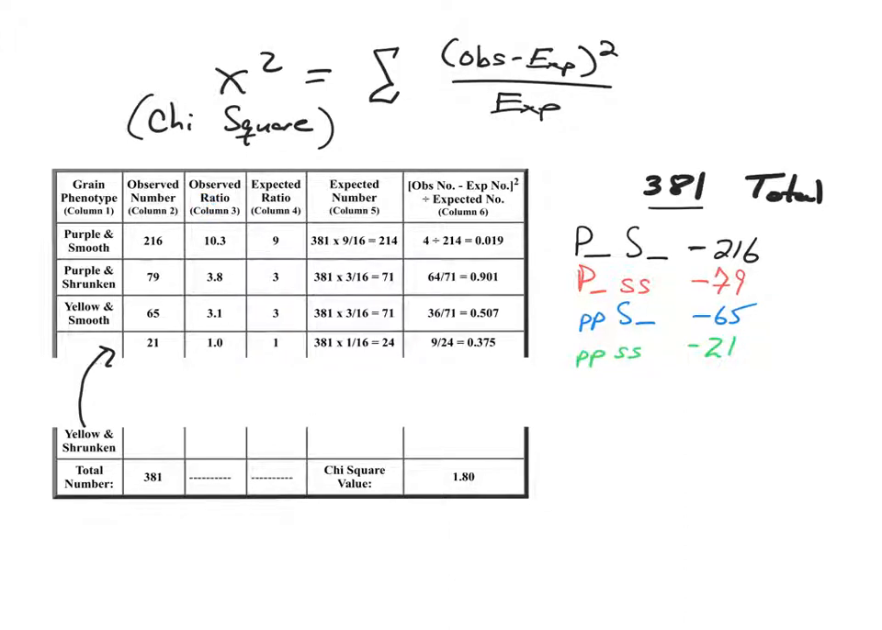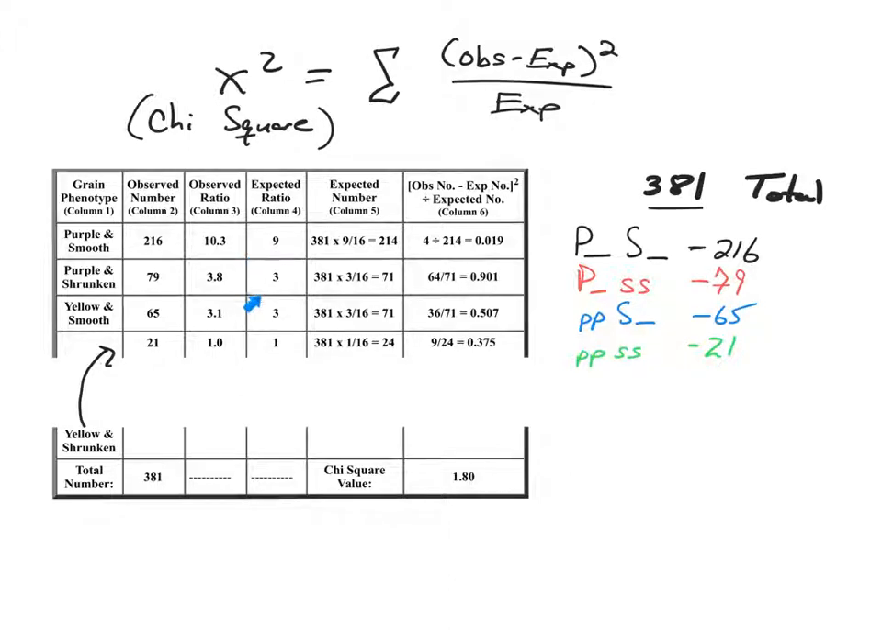The observed ratio is how many to what? Now you could do a ratio of 216 to the total, which would be 381, or you could do 216 to 21. Why do we do that? One reason is we know that 21 should be the number 1, right? Because it's 9 to 3 to 3 to 1. So we could say, what is this compared to this 1? If we take 21 and divide it by 21, what do we get? 1. We take 65 divided by 21, we get 3.1. 79 divided by 21, we get 3.8. 216 divided by 21 is 10.3.